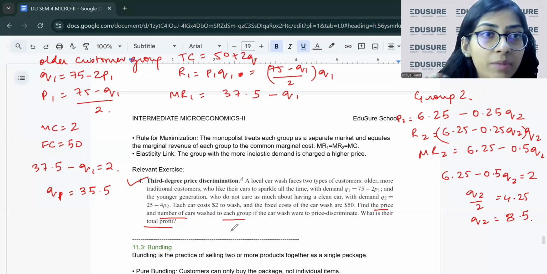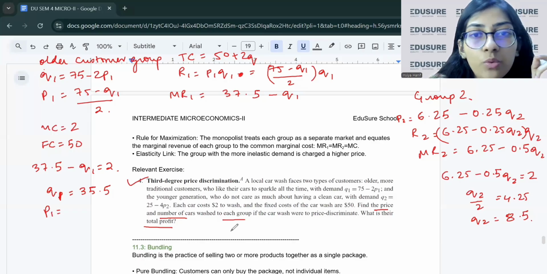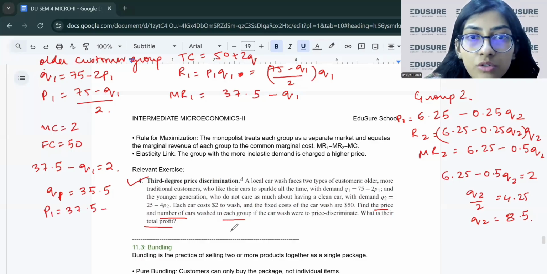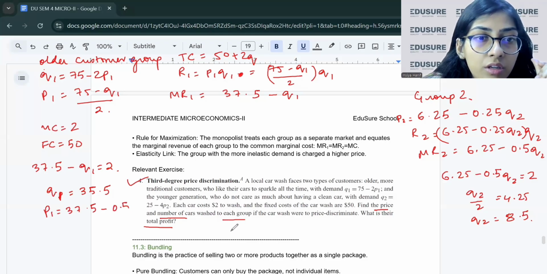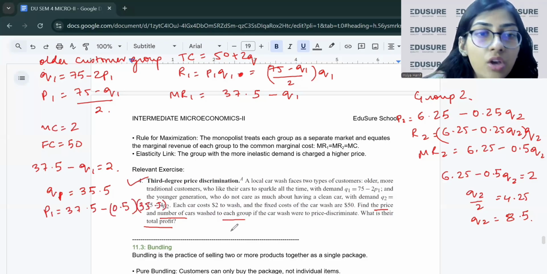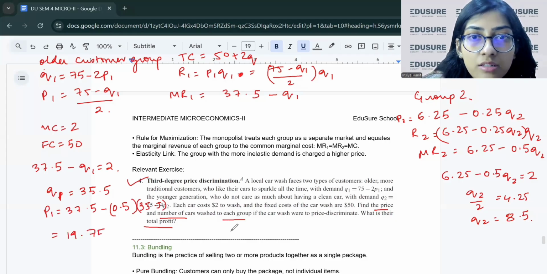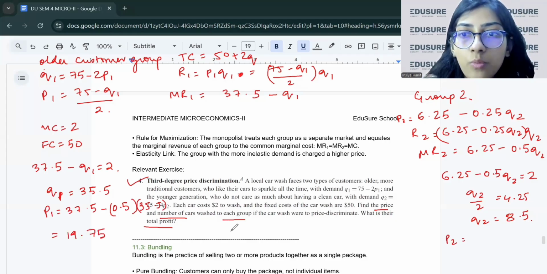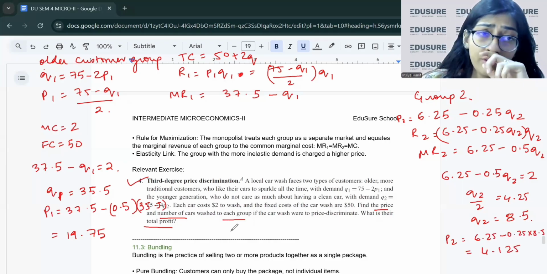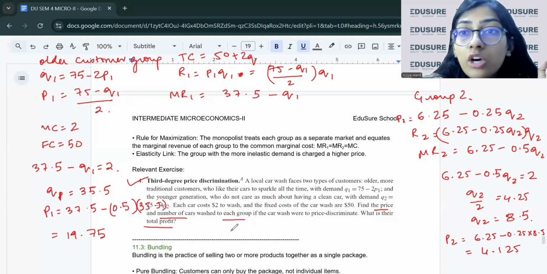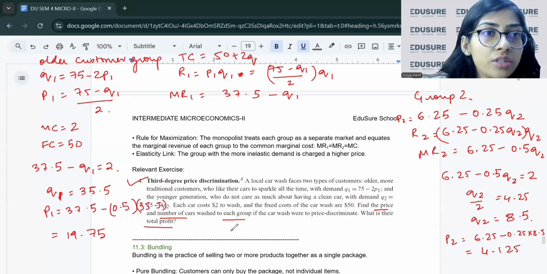So let's calculate P1 and P2 in each group. So P1 is going to be what? 37.5 - 0.5 into 35.5, so this will become 19.75. And P2 will become 6.25 - 0.25 into 8.5, and this becomes 4.125. Okay, so now we have to calculate total output and profit also, so for that let's erase a couple of things here.